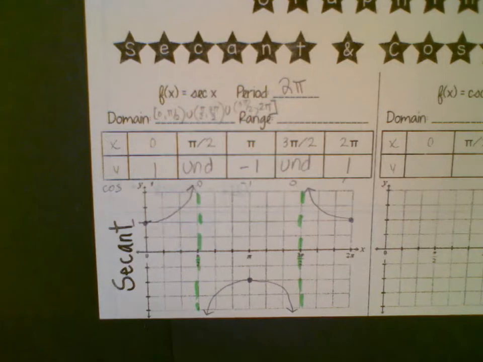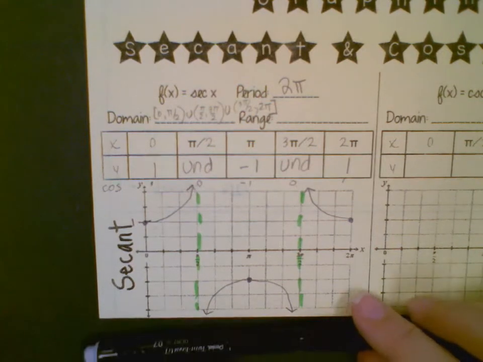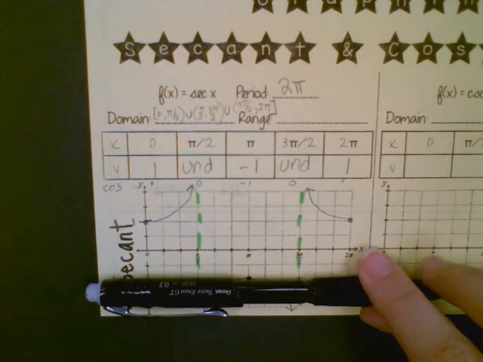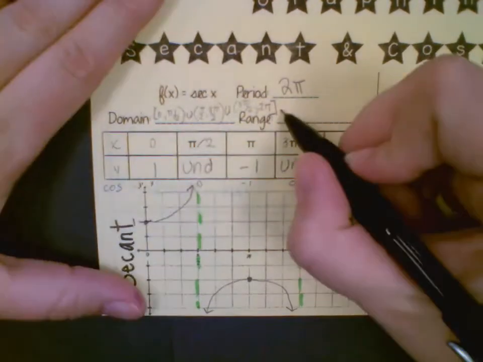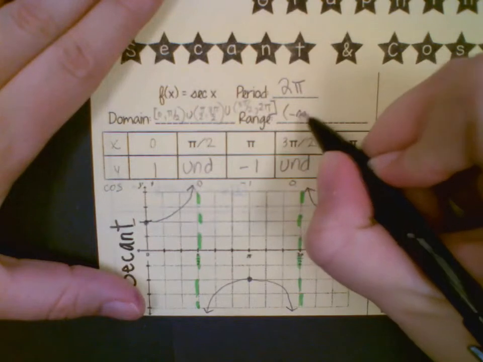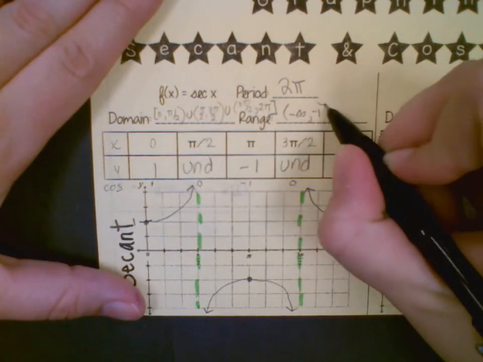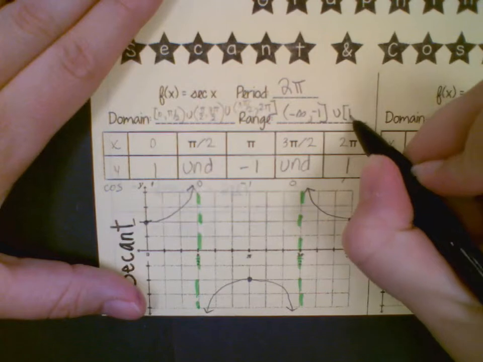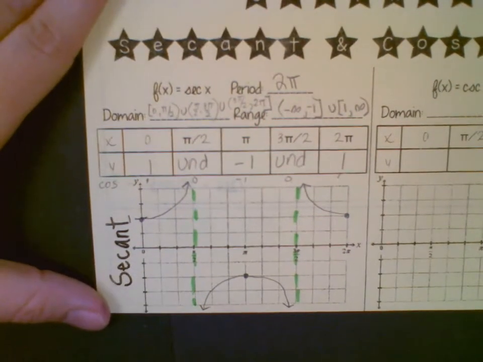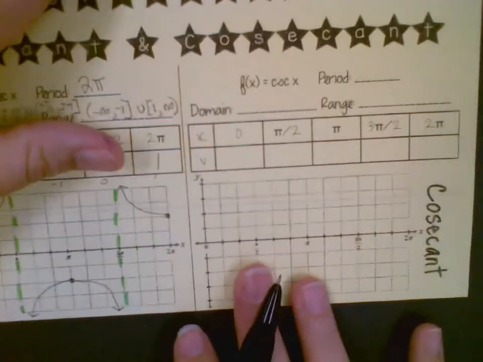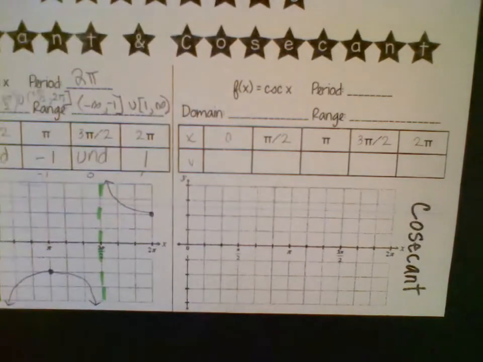So our range, we're down here at -infinity, but we stop when we get to -1. And then we start at 1 and go to positive infinity. So we have -infinity to -1 inclusive, and then we start again at 1 and go to positive infinity. Very good. So let's check out cosecant, which is the reciprocal of sine.